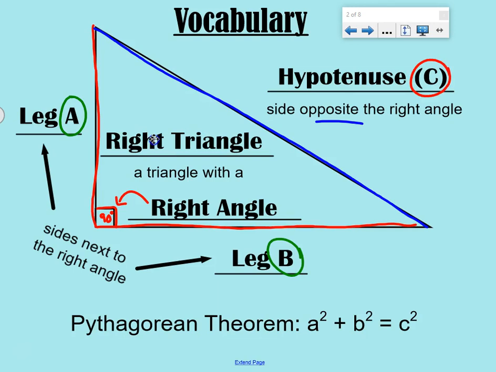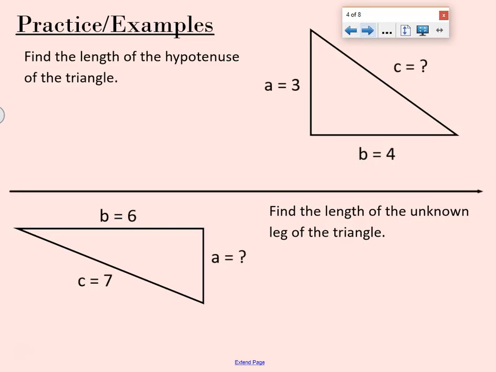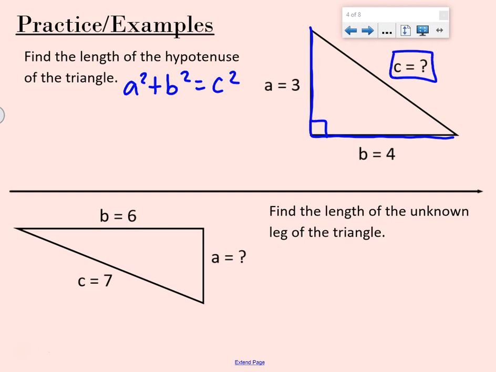So let's put this into practice. We have find the length of the hypotenuse of the triangle. So right angle, we have a and b are touching that right angle, so we have a squared plus b squared equals c squared. C is our unknown, so that's what we're looking for. So we can replace a with 3, b with 4, and c stays c. Now we just need to evaluate.